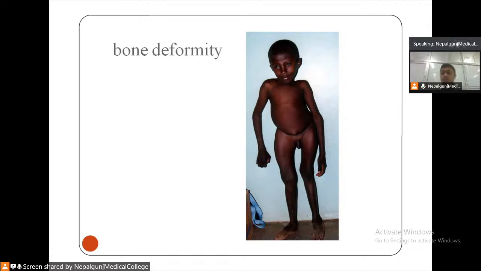There is a bony deformity, or multiple bone deformities. You have the right shoulder, right upper limb. You can see it. There's a deformity over the spine as well. There's a deformity over this part of the hip as well, and there's deformity over the foot, or both of the feet.